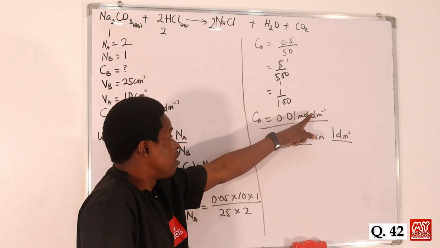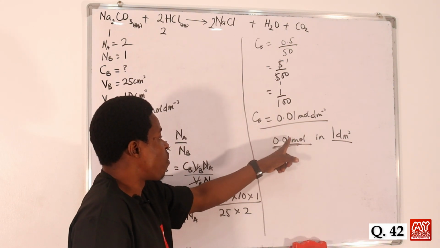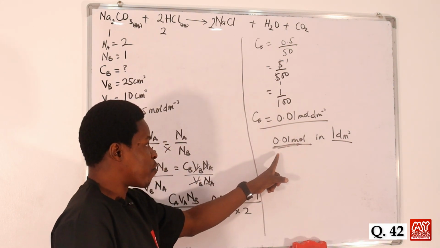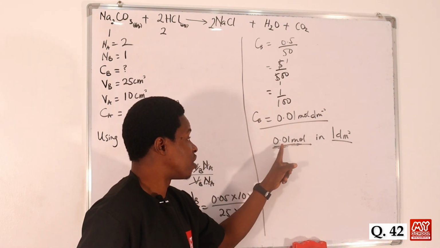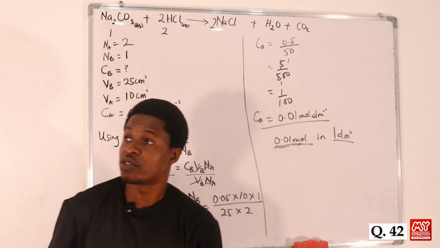So you can say, just split it by saying 0.01 mole, of course, is the number of moles of the base that will be dissolved in 1 dm cube. So this is the number of moles, 0.01 mole. Let's move on to the screen.